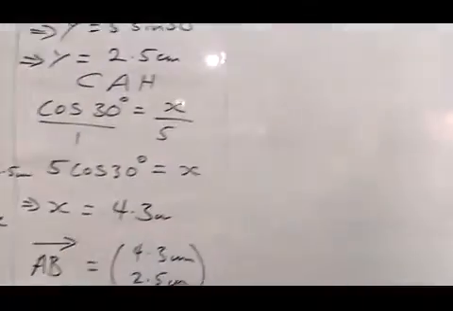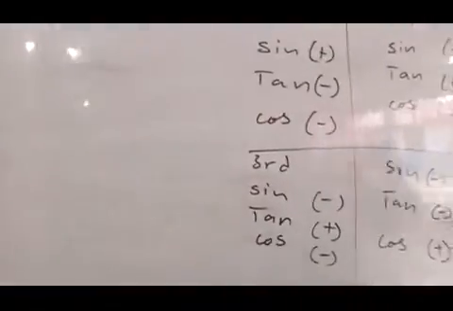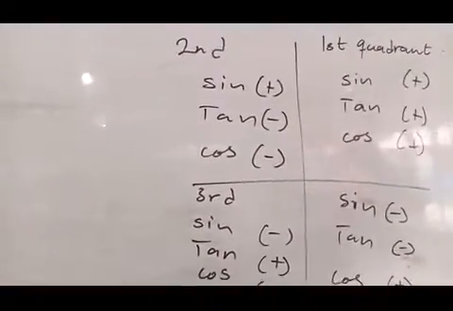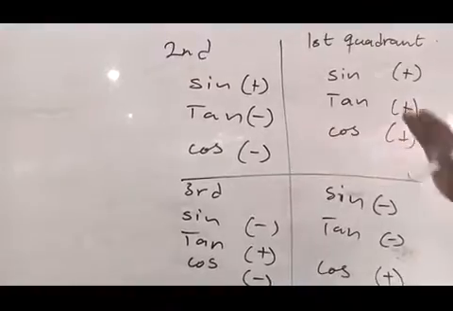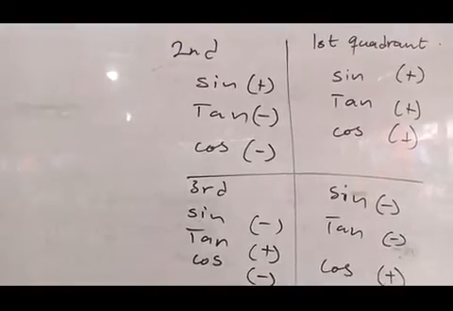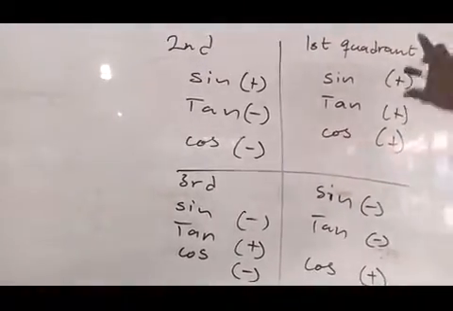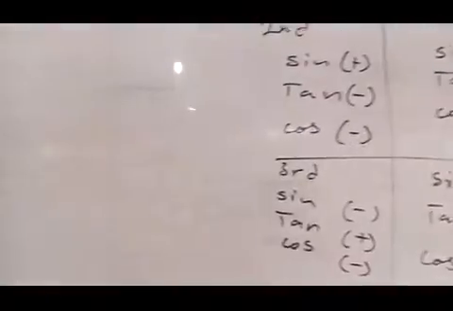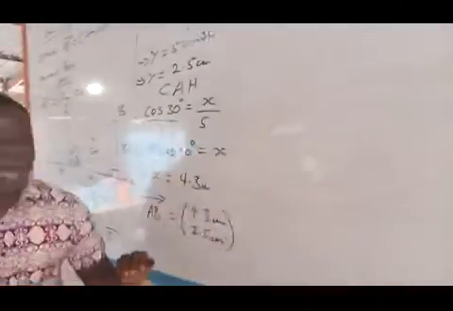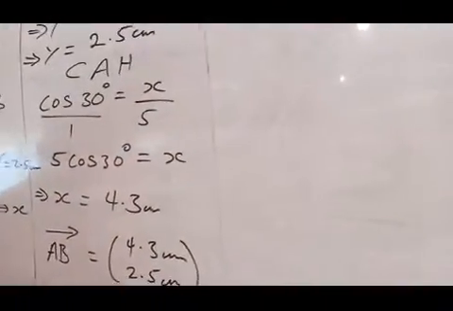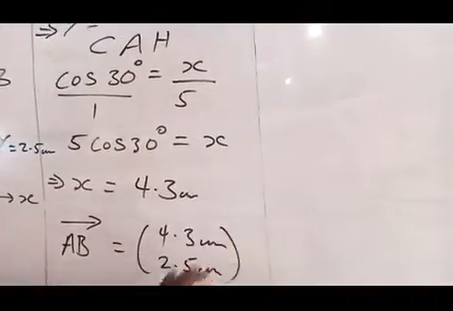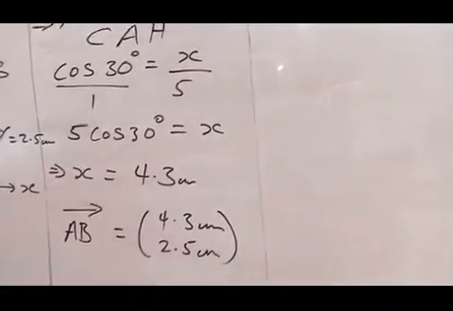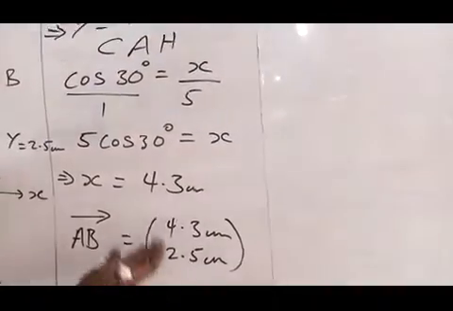You realize that from this, in the first quadrant, all of them are positive. Sine is positive, tan is positive, cos is positive. So then it means that we don't have to add anything to the values in the bracket, I mean the x and y values.